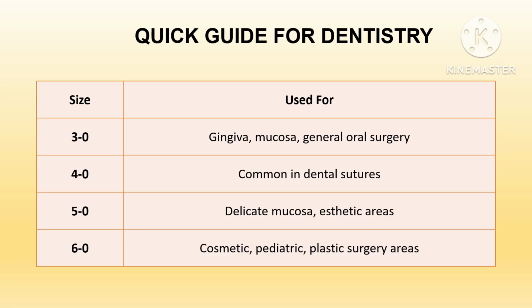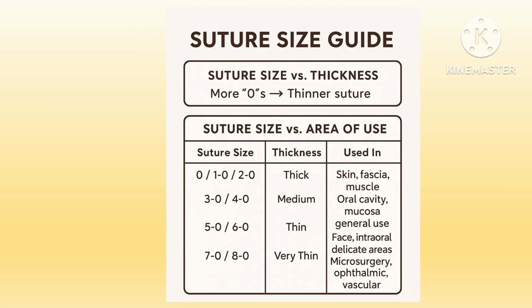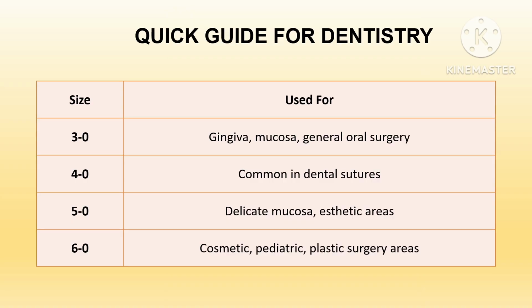In dentistry, the most commonly used sizes are 3-0, 4-0, 5-0. A 3-0 suture is thicker and gives stronger support, which makes it great for areas like the back of the mouth or for wisdom tooth extraction. A 4-0 suture is a bit thinner and is often used in general oral surgeries. 5-0 is very fine, used for delicate areas where you want minimal scarring, like the front gums or during periodontal procedures.